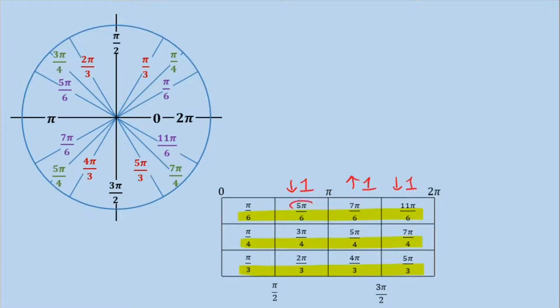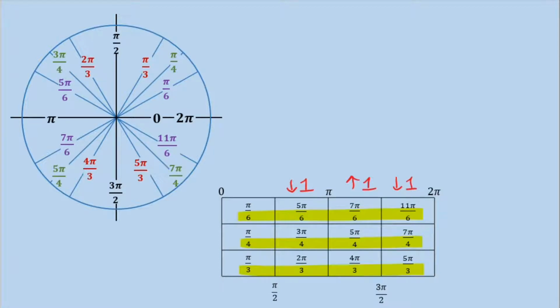The 5 pi is 1 down from 6. The 3 pi is 1 down from 4. The 2 pi is 1 down from 3. The next column is going up 1 from the bottom. So 7 pi is up 1 from 6. 5 pi is up 1 from 4. 4 pi is up 1 from 3.